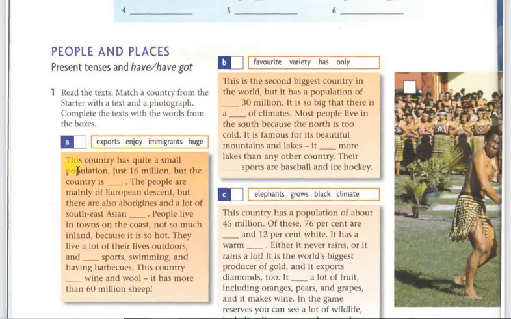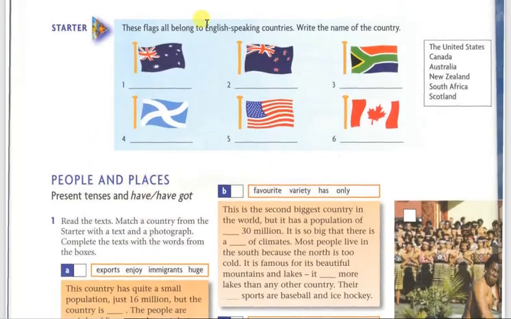The second thing we have to do is match the photograph with the text, and then we have these flags. We have 6 flags. We have to match the flags with the pictures or the texts. Pictures and texts. Okay.